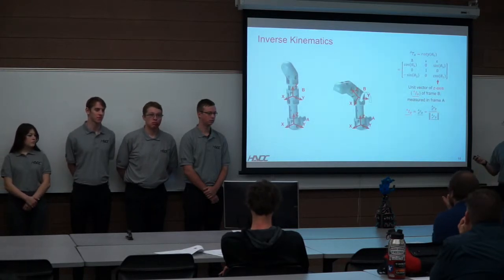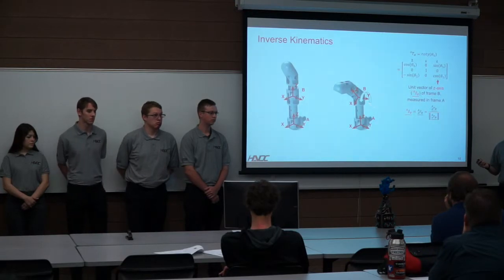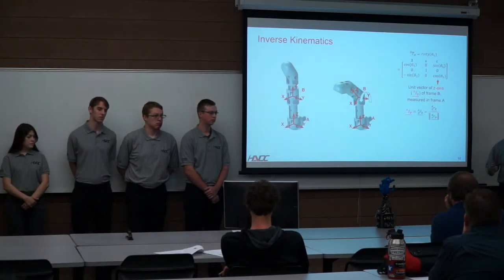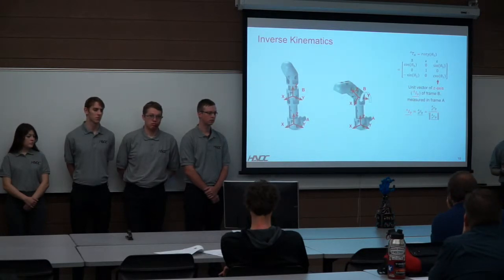However, on the finger next to it, frame B is rotated around the y-axis. Because of this, we can no longer simply add a vector going from A to B and any vector coming off B and beyond. To account for this, we would use the transformation matrix ROT-Y, and we'll be calling the angle that is actuated around theta 5.